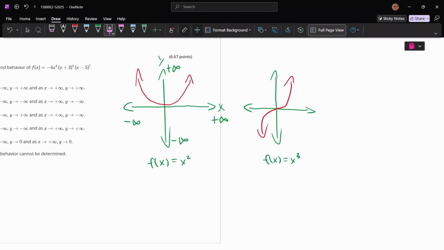So the general rule of thumb is that odd functions, so functions that have an exponent that's odd, are going to have one side that's going in one direction like this, and another side going in another direction like that.